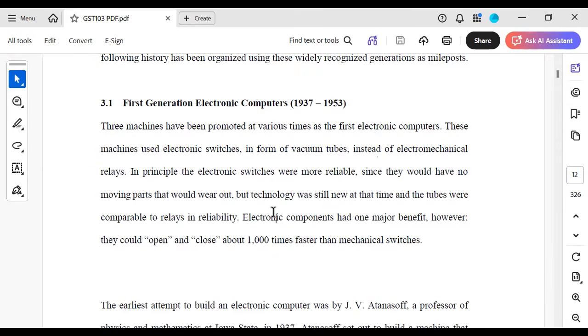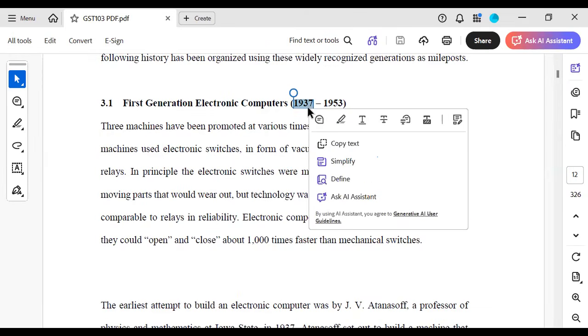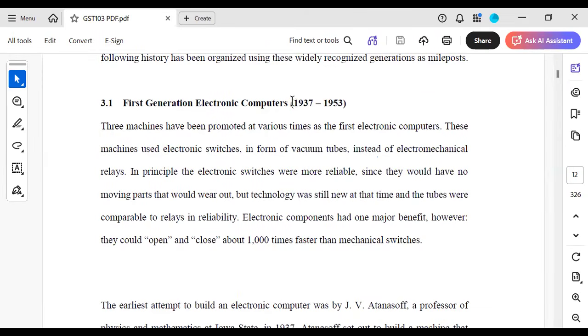Those are important things you have to remember about the first generation. The years that first generation computers were used are the 1930s to the 1950s. It's not by force, but remember this 37 and this 53. Once you know that, from 1937 to 1953, that is the first generation of computers. Very important. Please jot this down.